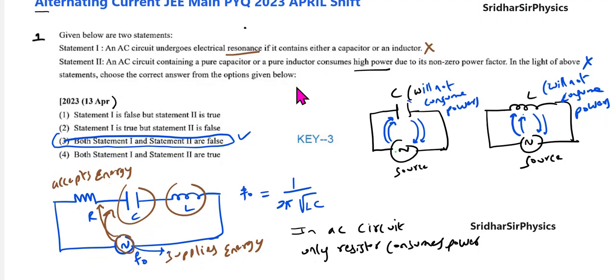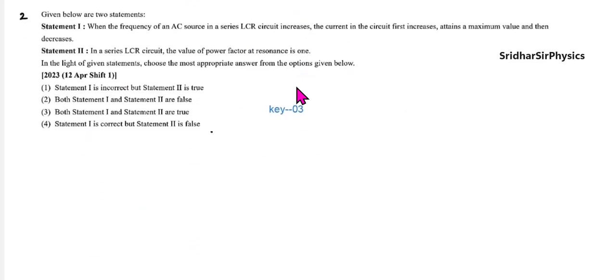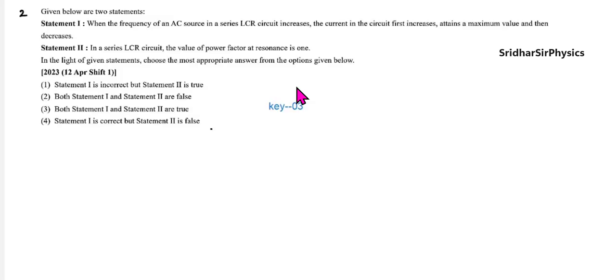Okay, kids, we'll take the next question. Given below are two statements. When the frequency of AC source in a series LRC circuit increases, the current in the circuit first increases, attains a maximum value, and then decreases. See, reading the question is very important. It's a skill which you have to develop.